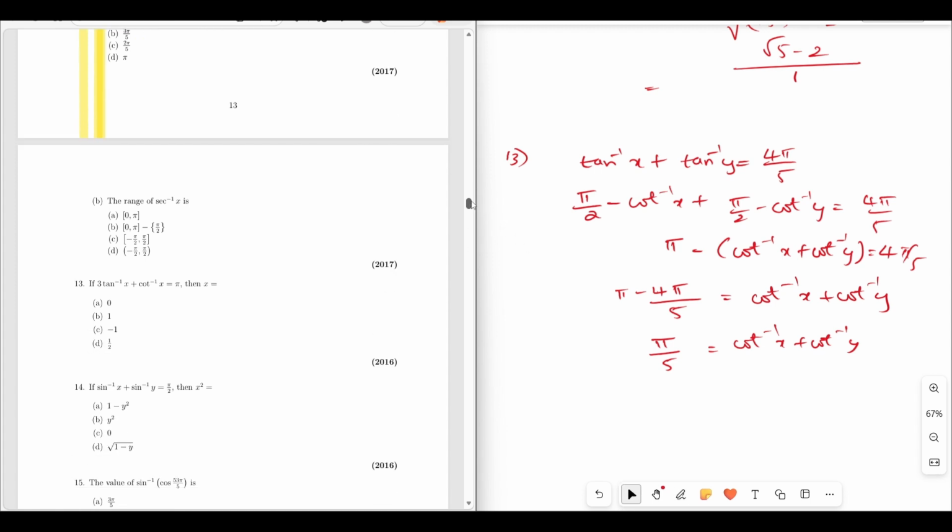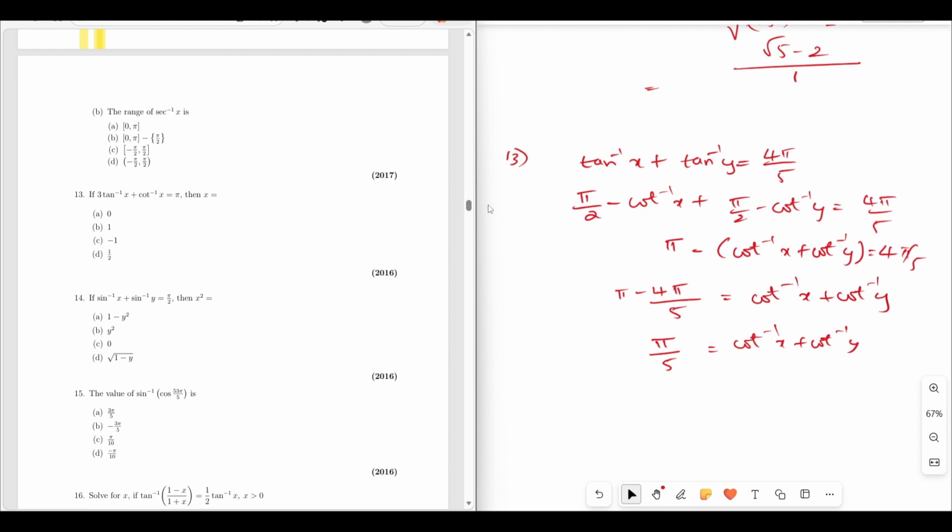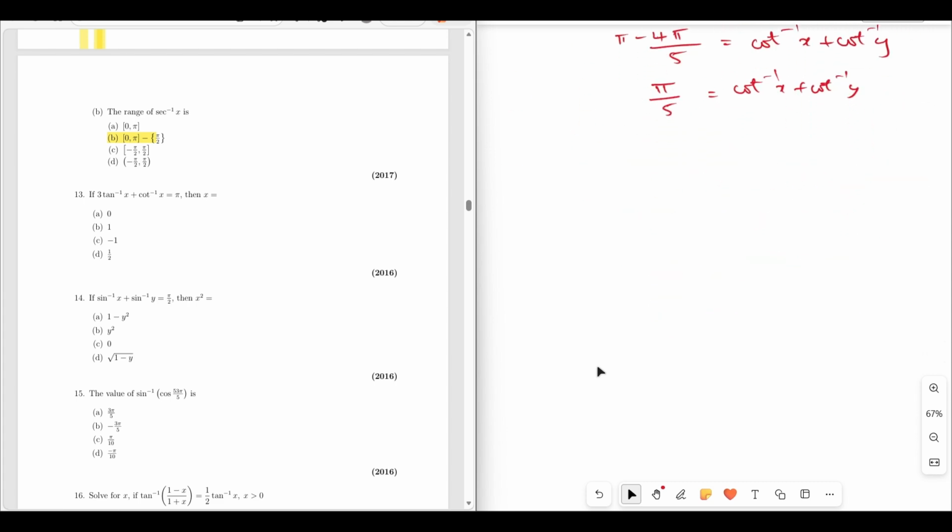Next, the question from 2017 again. The range of secant inverse x. Here you don't have to do anything, it's a direct question. So the range of secant inverse x is based on the principal value branch which is given here: 0 comma pi minus pi by 2. Option B, the range of secant inverse x, closed interval 0 comma pi minus pi by 2. It's a direct question from your NCERT textbook. Okay, so next, moving on to the question from the year 2016.